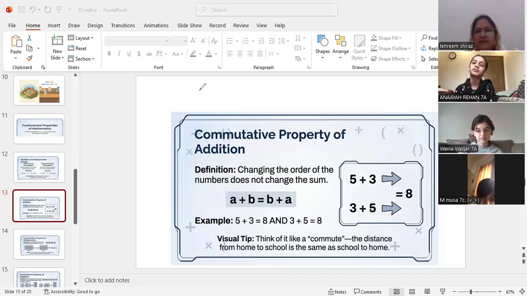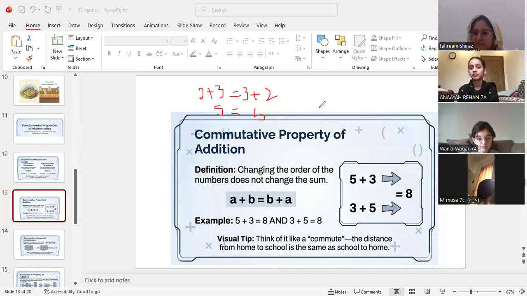For example, I will say 2 plus 3. I'm changing the place from home towards school and from school towards home. The answer will be same. Is this clear to everyone? Okay. Now, can you give me any other example related to daily life about commutative property of addition? As I told you, the distance between school to home and home to school is same.